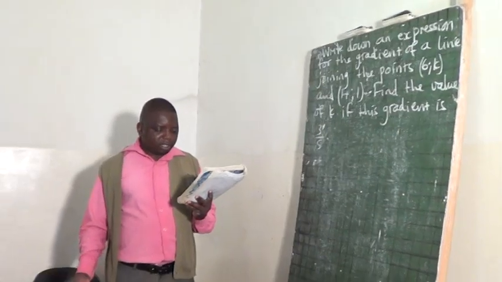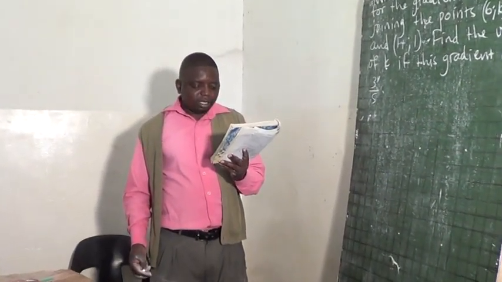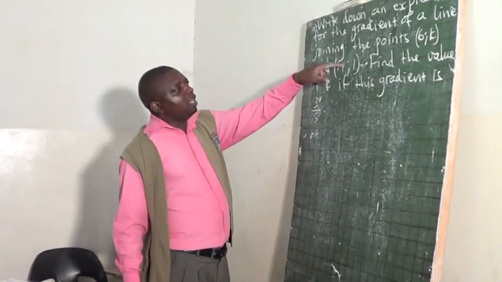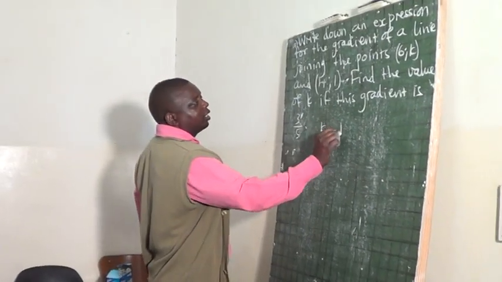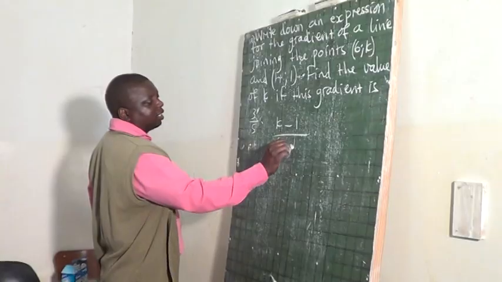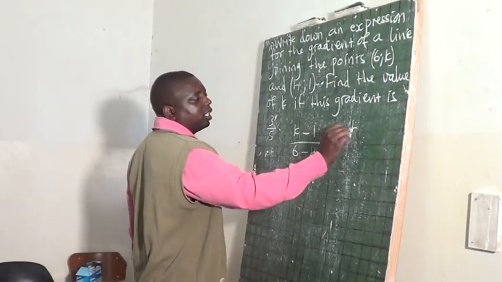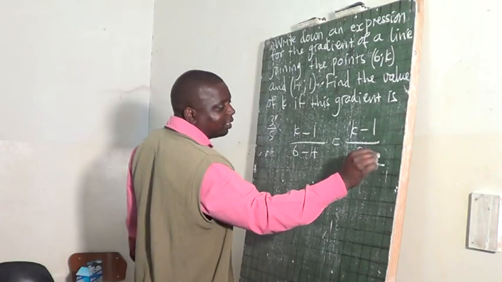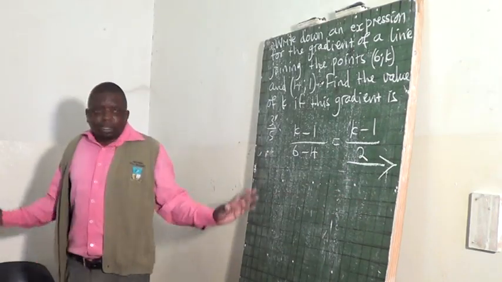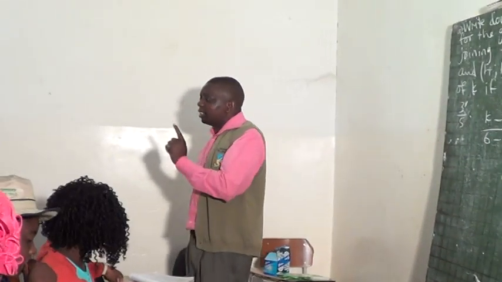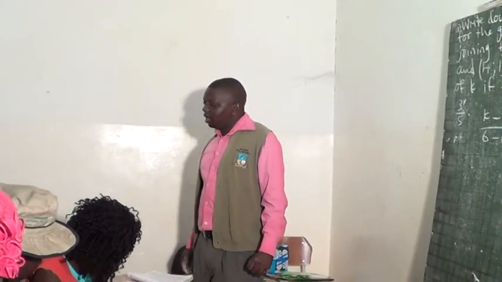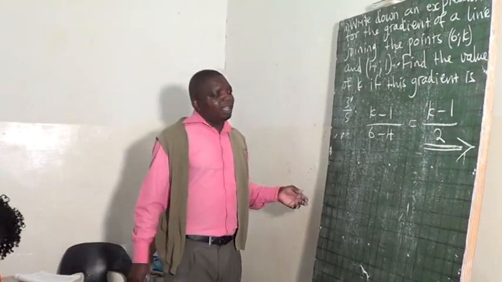Part B is to find the equation of the line through the point (-4, 5) with the gradient -2. The expression for the gradient of this line is (k minus 1) over (6 minus 4), which reduces to (k minus 1) over 2. This is the expression. Part A tests that you understand the demands of the question.